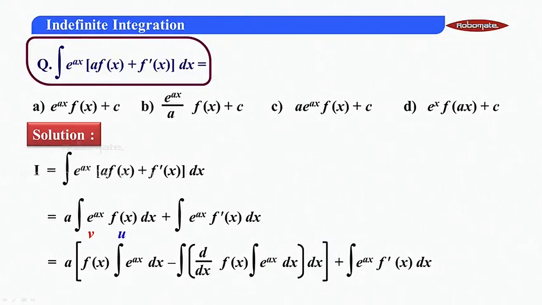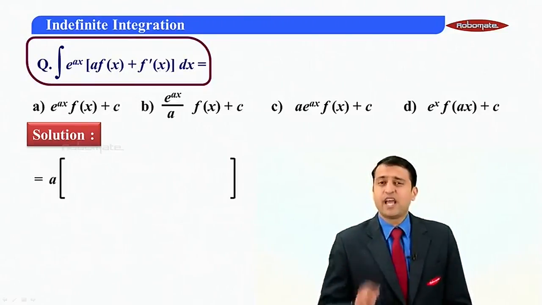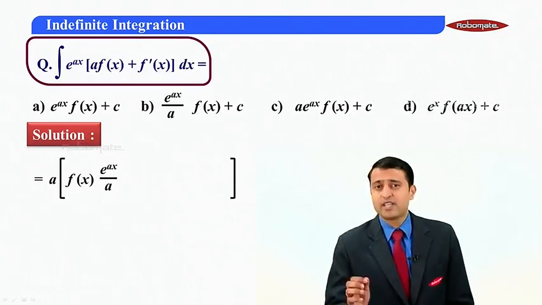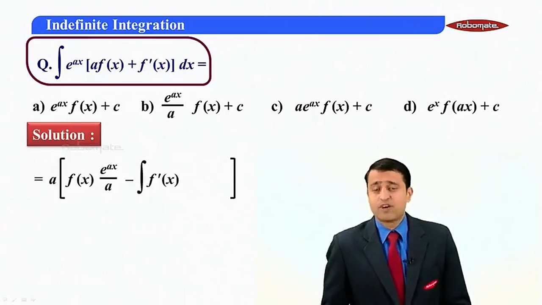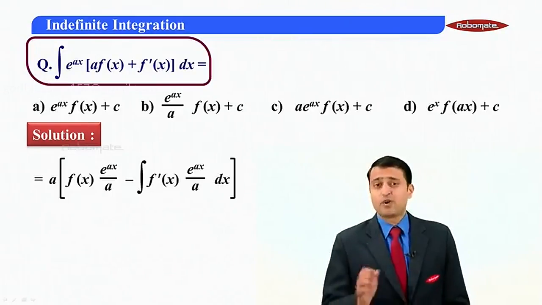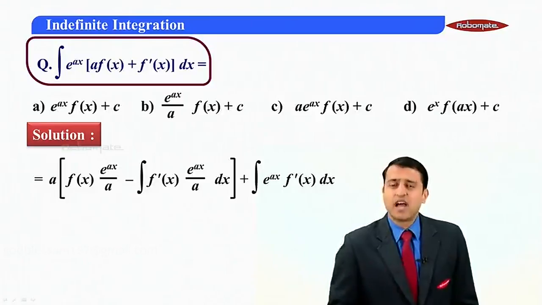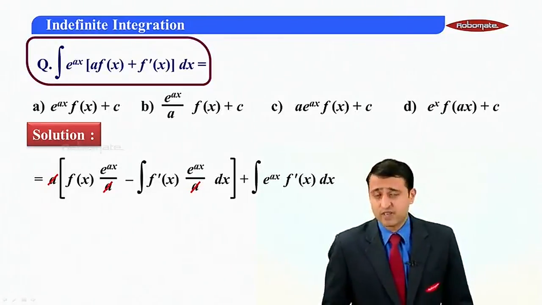Now what I need is the integral of e raised to ax and the derivative of f of x. So a into bracket we have f of x integral e raised to ax, that is e raised to ax by a, so that is f of x into e raised to ax by a, minus the integral of f dash of x into e raised to ax by a dx. Now if you observe, my dear students, there is an a which will cancel. So let's cancel the a in the first set of terms.